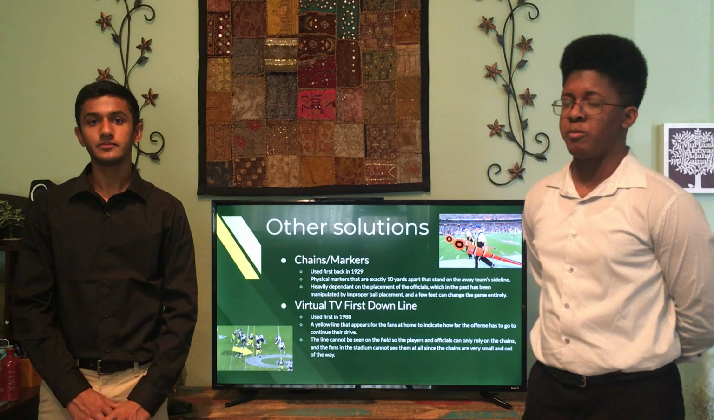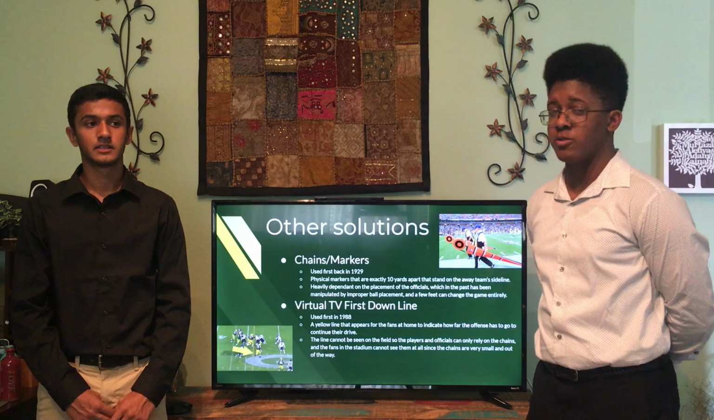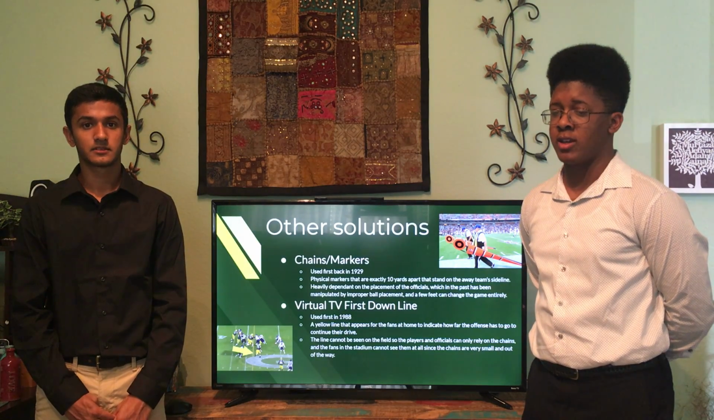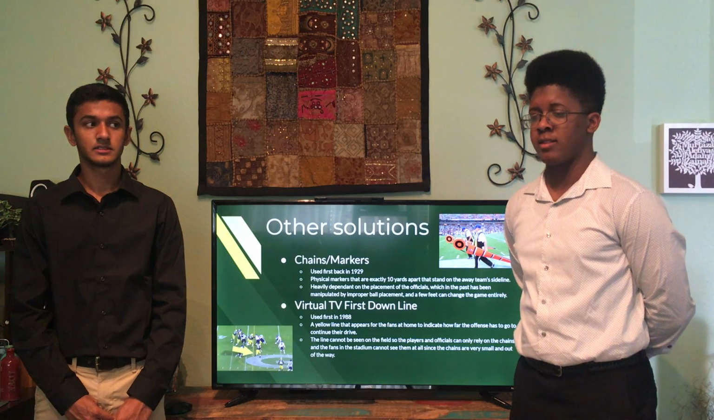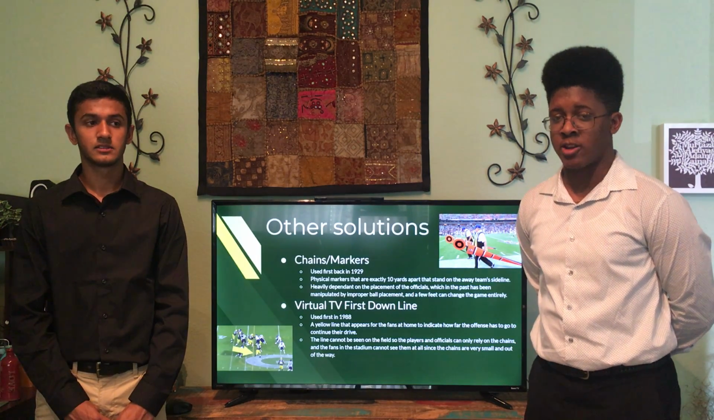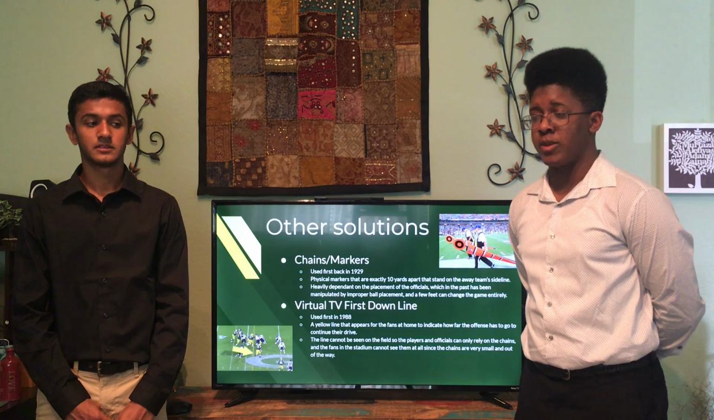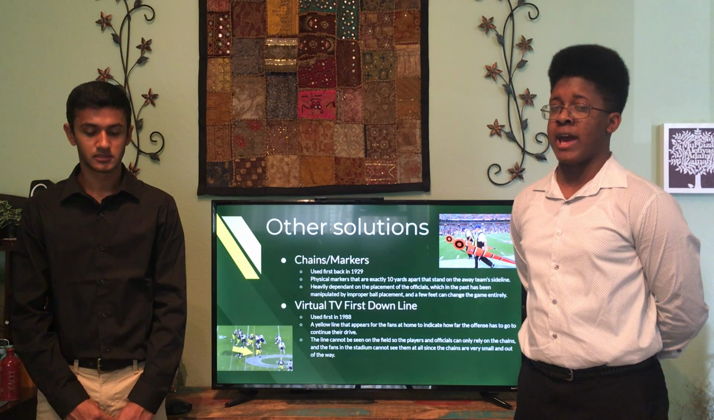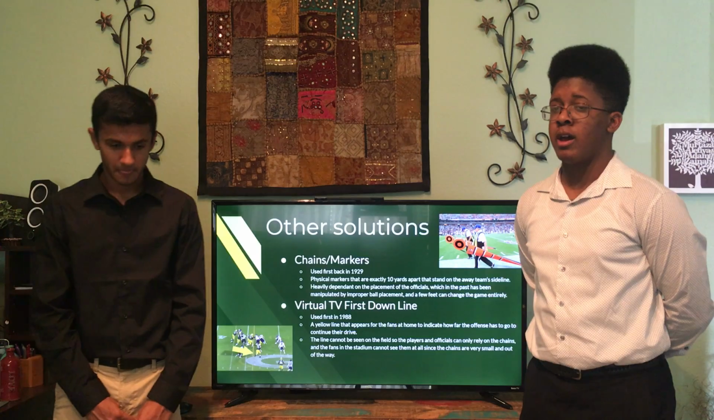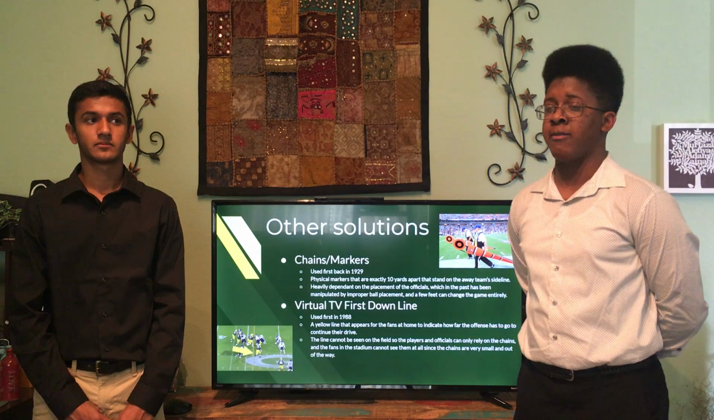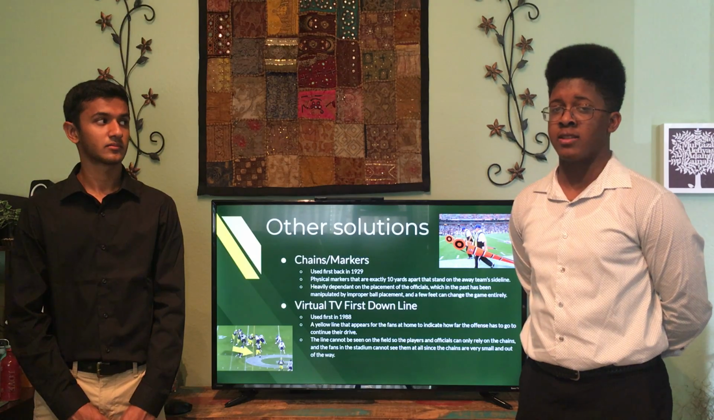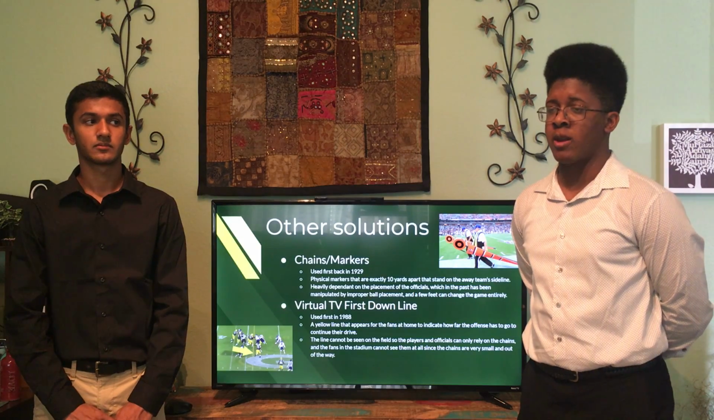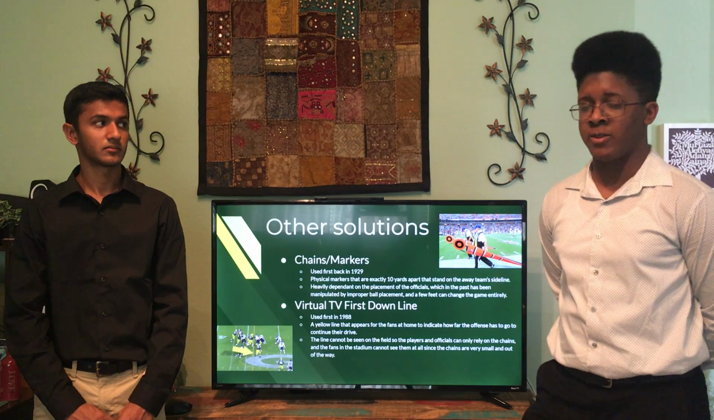The other solutions that were put in place to solve this problem are still used today. One is the chain and marker system, which marks the first down and the amount of yards they have to go, being 10 yards away. This is flawed because it's not very visible for everyone at the stadium, and even those at home have trouble when watching on TV, having to try to find the first down marker and find how far they need to go. It's a flawed system.